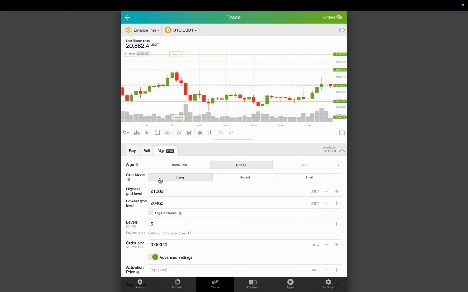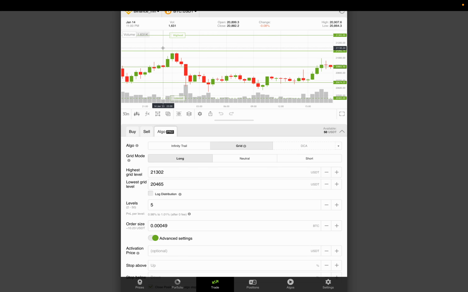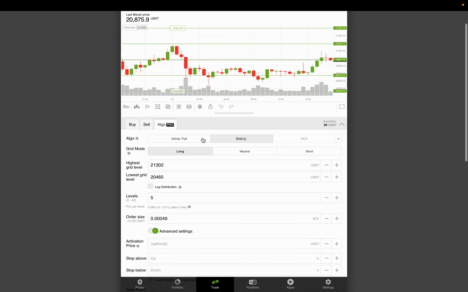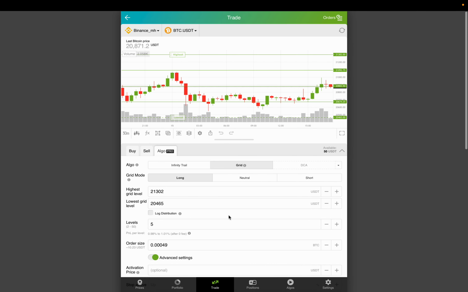Okay. What if you actually place a long grid on a spot exchange? Now, remember, you only place buy orders initially. And you're buying with what? Of course, you are buying with USDT, right? So that means that to place a long grid on a spot exchange, you don't need base currency, you don't need BTC. Let's double check it. Yep. Now we see that we don't need BTC, we only need USDT, which is absolutely correct. Okay, good.